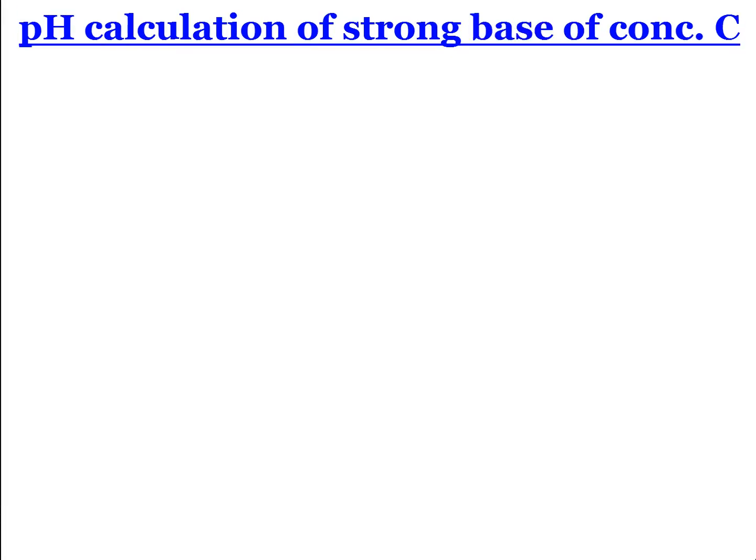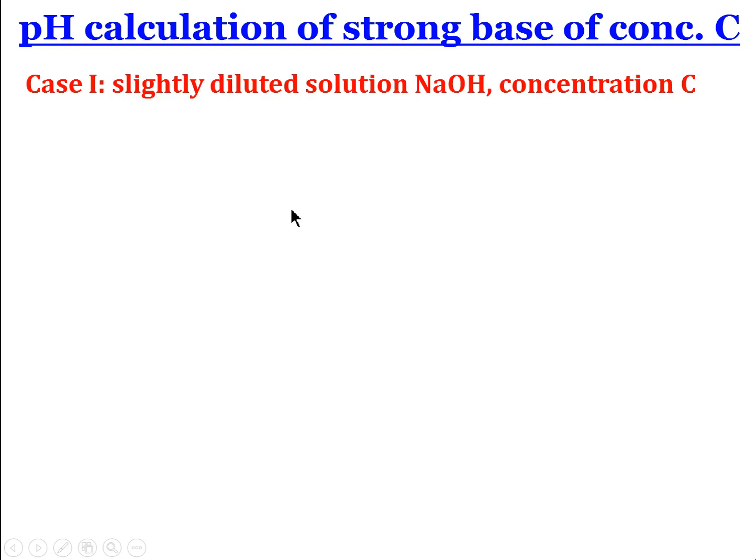By following the same strategies as in the calculation of the pH of a strong acid, we will calculate the pH of a strong base of concentration C. And we have three cases. The first: the basic solution, supposed NaOH of concentration C, is slightly diluted. We write the steps. Step 1, what are the species present? NaOH will give Na plus and OH minus, and the presence of OH minus indicates the presence of H3O plus.